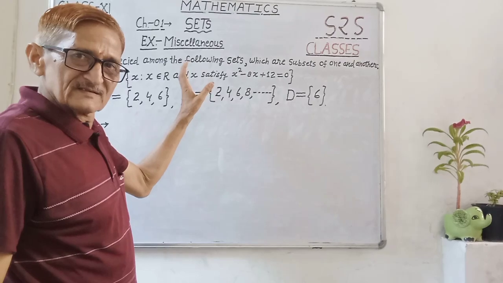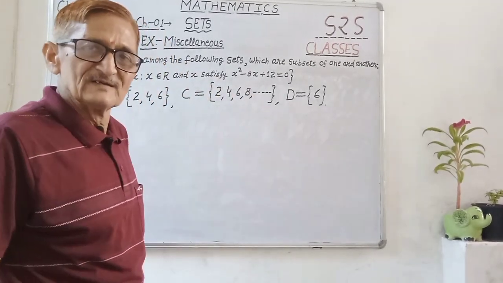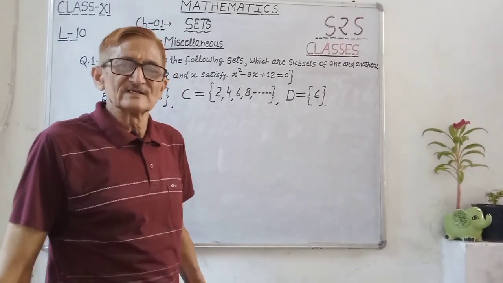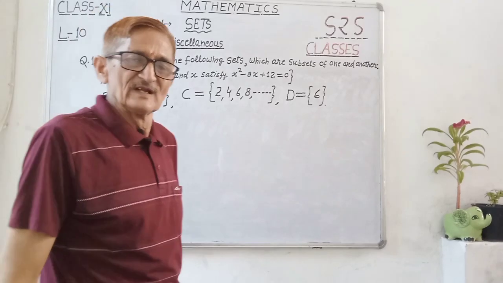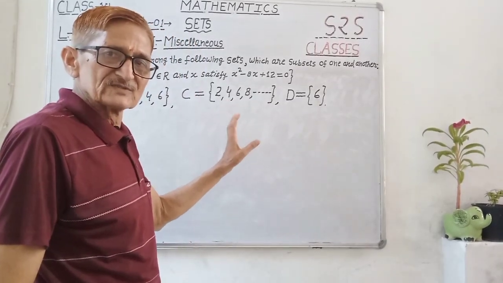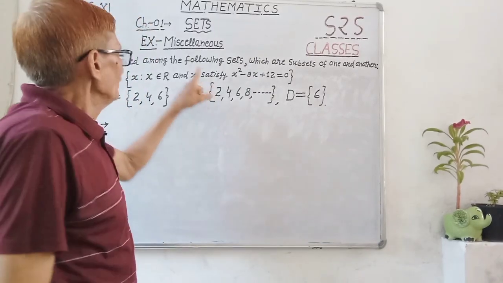आज हम +1 क्लास के लिए आगे सिलेबस कर रहे हैं। चैप्टर वन, सेट्स। In the last lectures we have done up to exercise 1.5, everything done. Now miscellaneous exercise. Today we have to start in chapter 1 sets. Miscellaneous exercise.